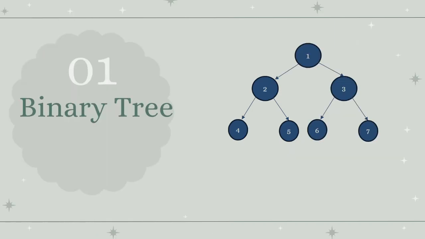Next, a common type of tree is the binary tree, where each node has at most two children. The structure allows for efficient searching and sorting operations. For instance, consider a simple binary tree with nodes arranged from left to right. Each level of the tree can have up to twice as many nodes as the previous level, making the structure highly efficient for certain operations.